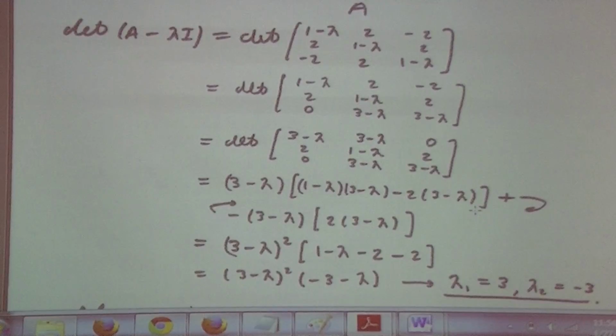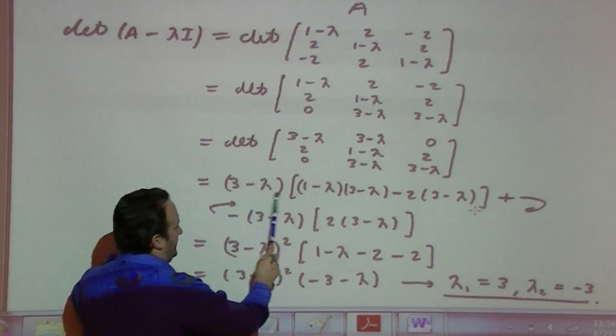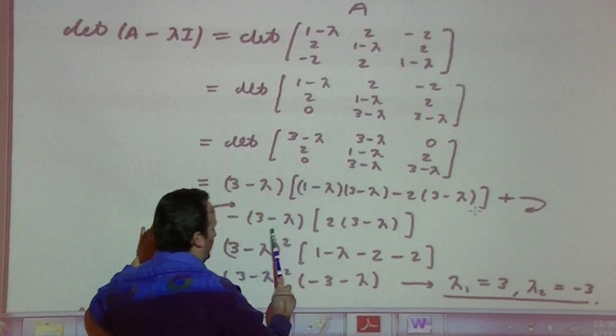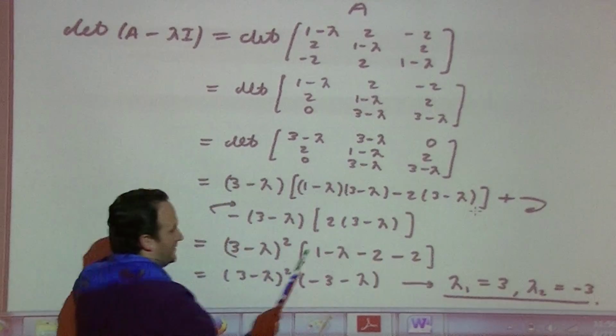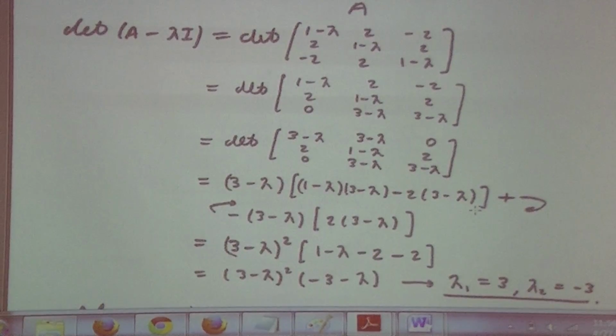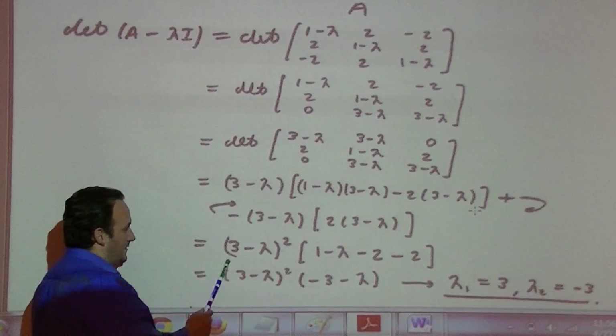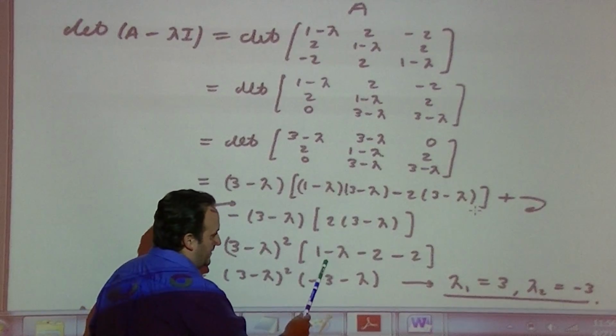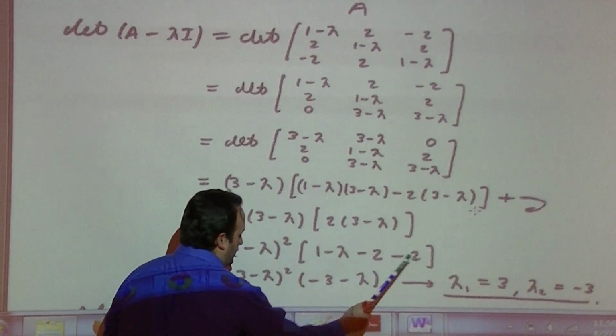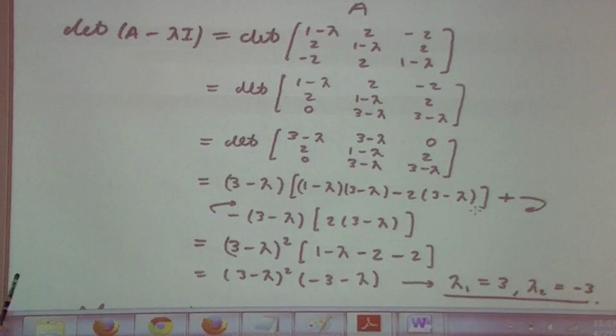Take a step back and look at it. You notice that you've got 3 minus lambda on everything. Every summand here has a 3 minus lambda, so factor it out. This is basically factoring by grouping. And so that gives me 3 minus lambda squared, and then over here I've got minus 3 minus lambda. So I end up with an eigenvalue 3 with multiplicity 2, and eigenvalue minus 3 with multiplicity 1. Algebraic multiplicity, of course.